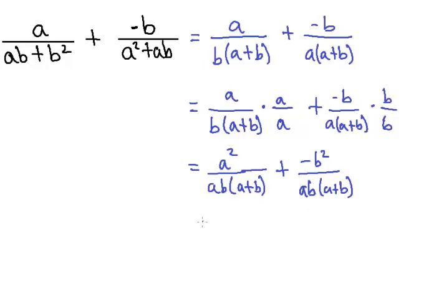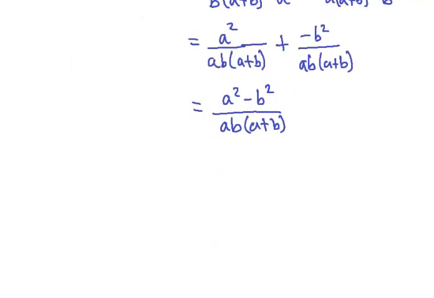We already matched them. So now what we're going to do is add a squared plus negative b squared. Because they're different letters, all I need to do is copy them. That will leave me with this answer. Now I'm going to have to simplify the answer that I got of this addition. Can I simplify? Yes. If you factor on top, because that's a difference of squares, you're going to be able to simplify. So a squared minus b squared, if you factor it, you're going to get a plus b and a minus b over ab times a plus b.